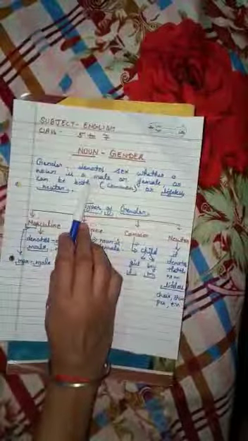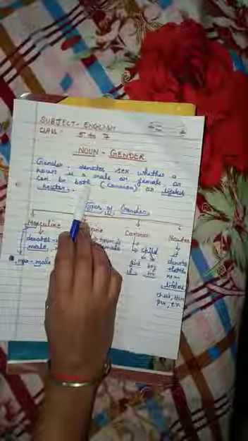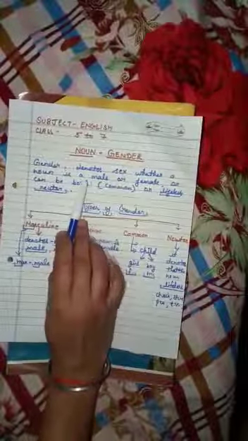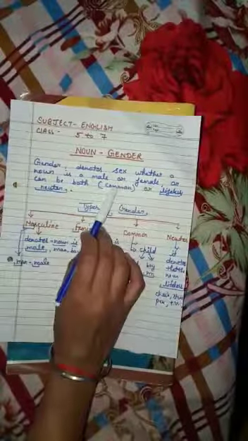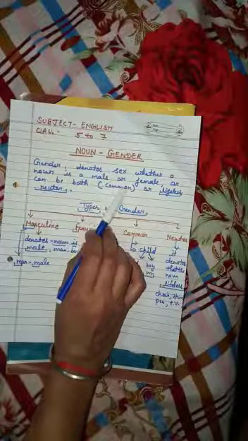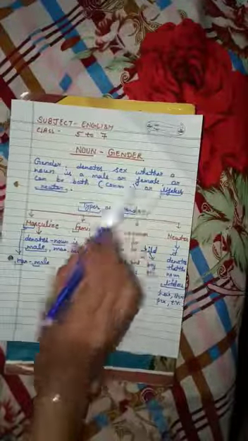Now we have to understand what is a gender. Gender denotes a sex, whether a noun is male or female.